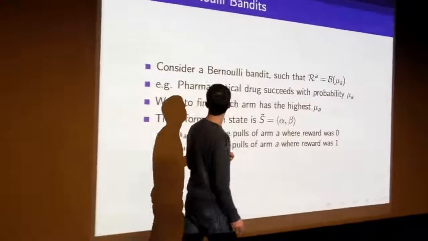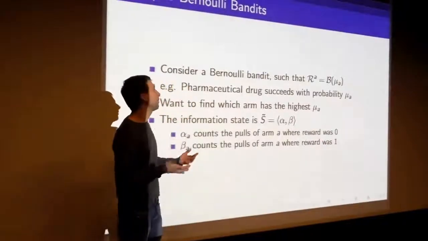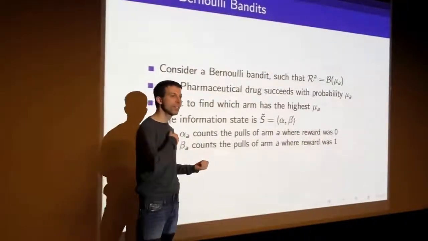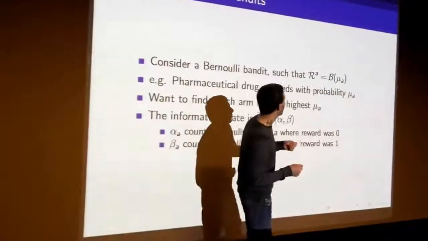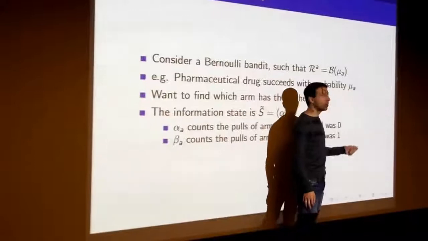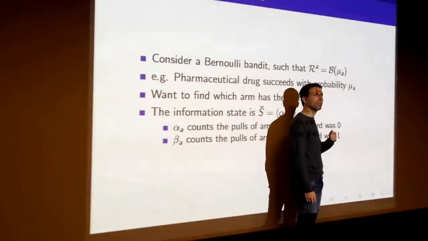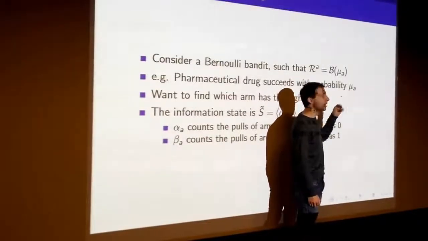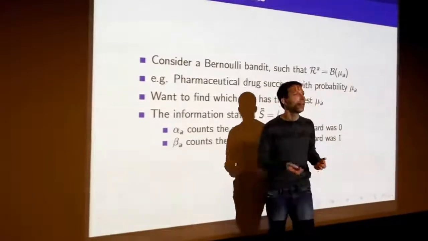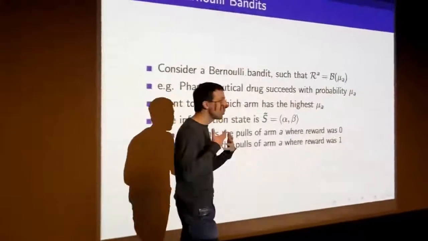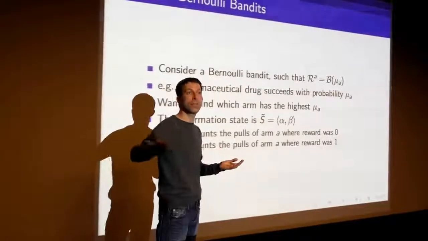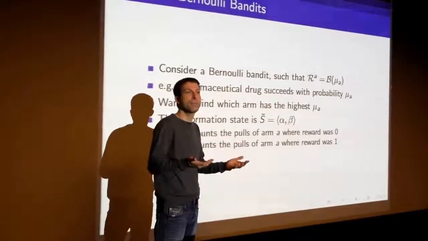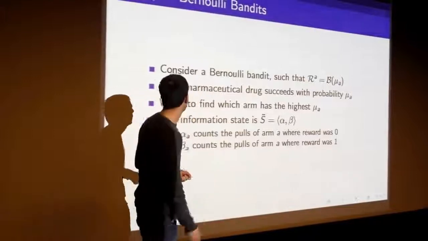An example of this would be a pharmaceutical drug company, and you want to do a test and try someone on this drug, and with probability mu A they get better, and with probability 1 minus mu A they don't get better. That's your Bernoulli bandit problem, and you want to find the drug that's got the most chance of succeeding.